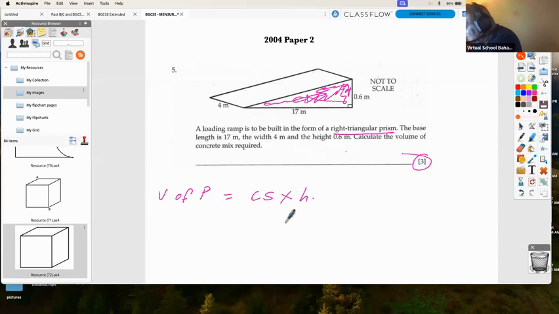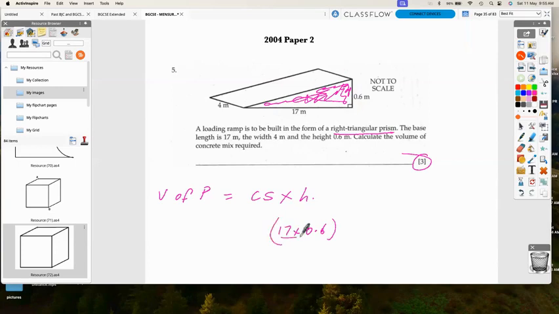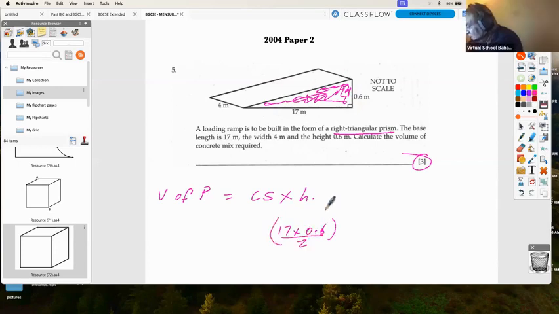So how do we find the area of the triangle here? It is 17 times 0.6, right? Yes, sir. Divided by 2, because that is what we do, and then we multiply that answer by 4, and that is how we get it. You see how we applied ourselves?